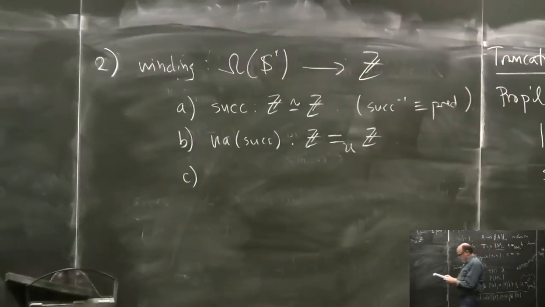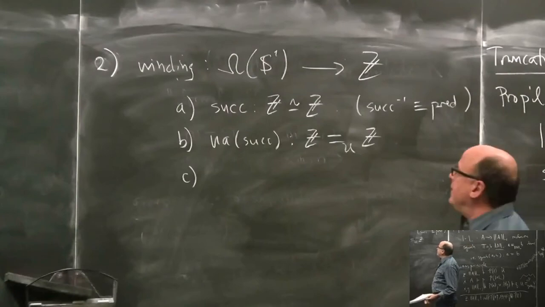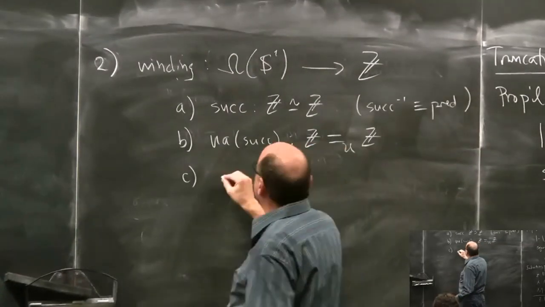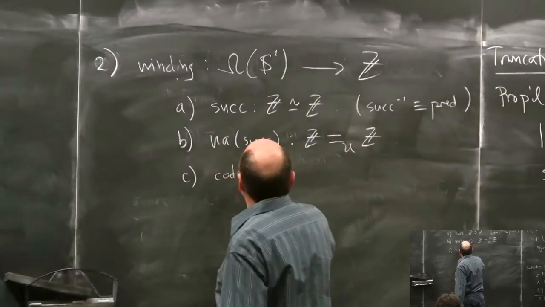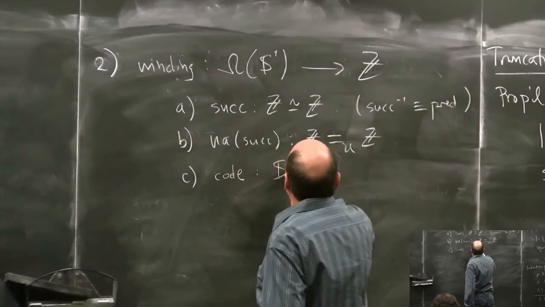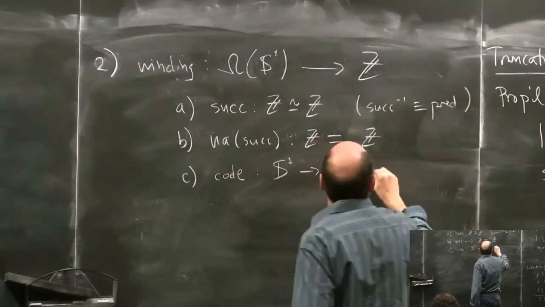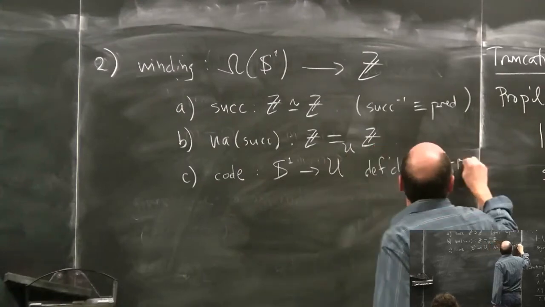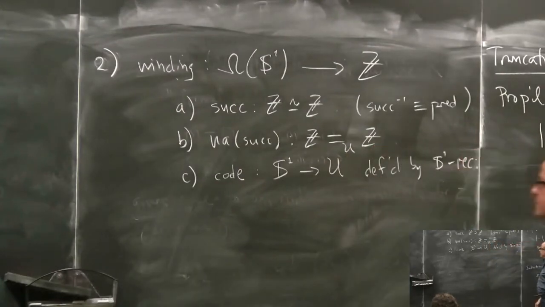Okay, so that's how that works. Okay, and then we define this other function, which has various names, which could be called the cover, or in the book it's going to be called code. So we're going to define this function called code, which goes from S1 to U, defined by S1 induction, S1 recursion, okay, as follows.